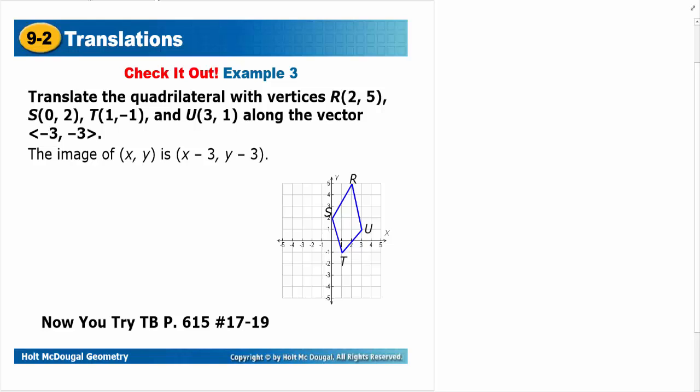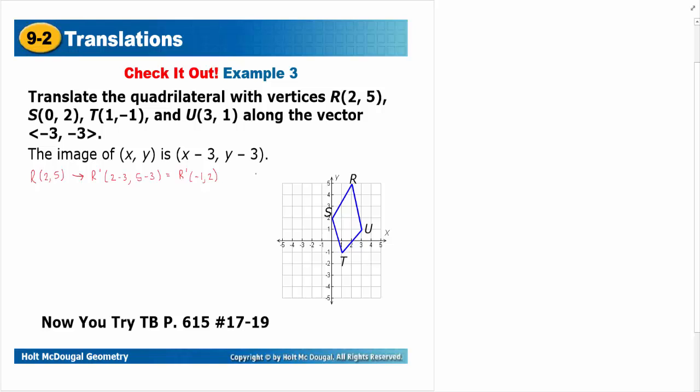Okay, so what we're going to do, we're going to go one point at a time. We're going to apply that vector, starting with R. So this is our pre-image point at 2, 5. So what we're going to do to get to R prime is look at our vector. Our vector is telling us to go left 3, down 3. So this is going to be 2 minus 3, and 5 minus 3. So that's going to give us, for R prime, negative 1, comma 2.